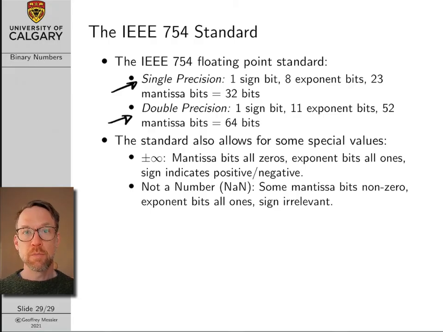And if you create a double floating point variable, it's typically, as the name suggests, a double precision floating point number. The IEEE standard also has some special values. It can represent plus or minus infinity. And to represent infinity, all the mantissa bits are zeros, the exponent bits are all ones, and the sign indicates if it's a positive or negative infinity. And you can also represent not a number. So maybe if you've done some work in Python and you've divided 0 by 0, you've got a not a number value. And that's represented in the floating point standard as some mantissa bits can be non-zero, the exponent bits are all ones, and the sign is irrelevant.